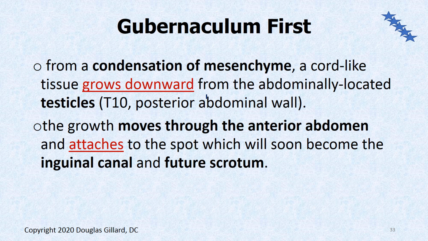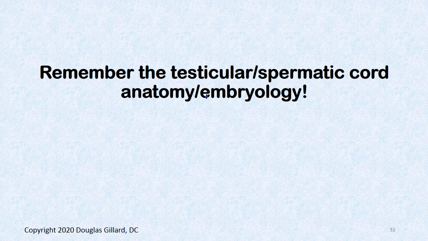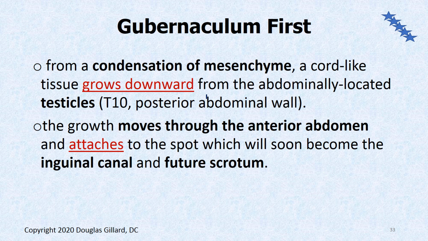We have to go through this because you're not going to understand an indirect inguinal hernia if you don't know a little embryology about how the testes descend. Remember that the testes in the embryo are way up in the abdominal cavity. They're not down. There's no scrotum at this point.